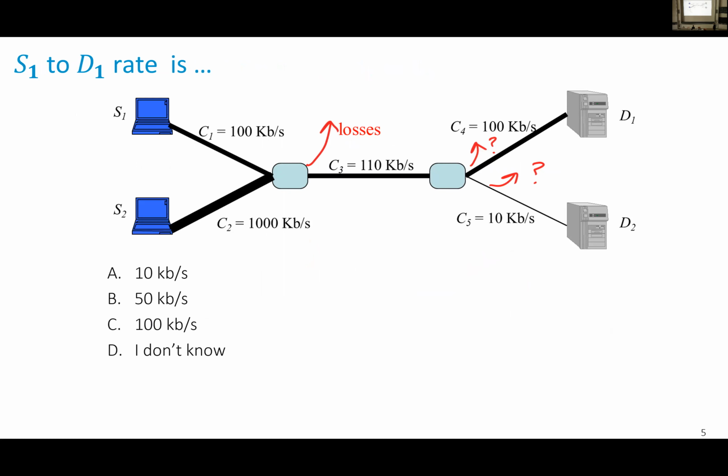So assume we do this. What will be the rate from S1 to D1, right? So we do this game. S1 and S2 send as much as they want. When the output cannot serve all the traffic, it will drop in proportion to what it can do. What will happen in the sense of what will S1 achieve?